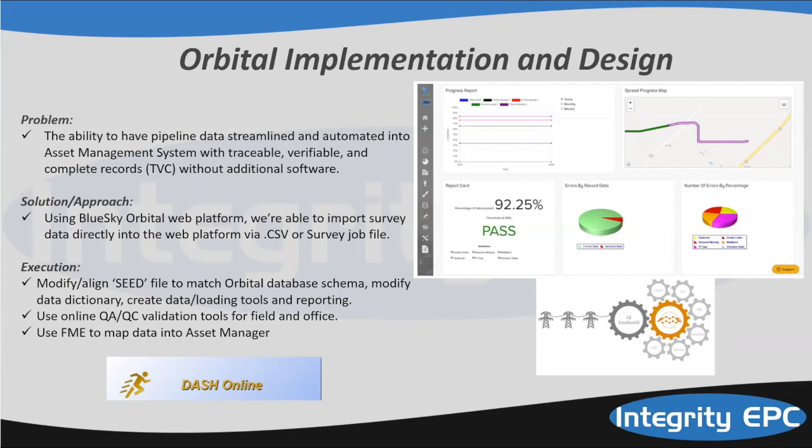The problem with that is we also needed something to QA and QC and validate all this data. And one of the most powerful tools that's inside the Orbital platform is the data analytics. And you can see right here in the upper right-hand corner, this little preview or little picture. This is kind of some of the reporting that you're going to get, the analytics behind the actual data.